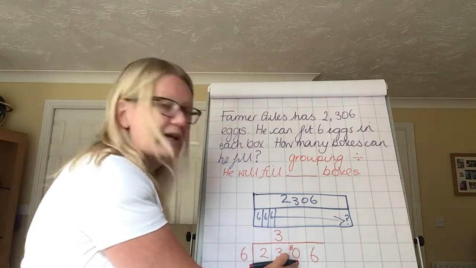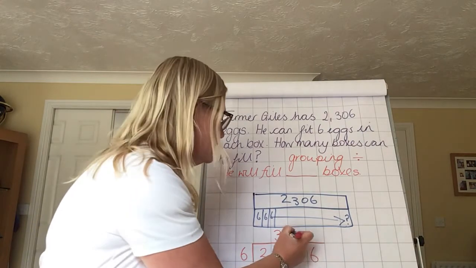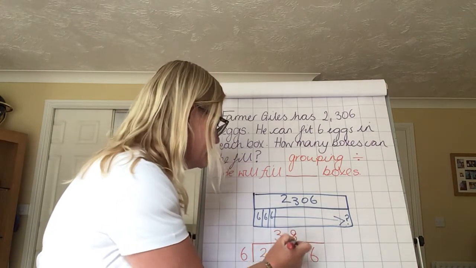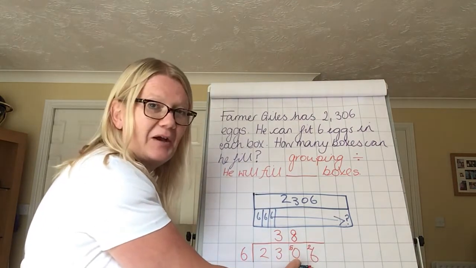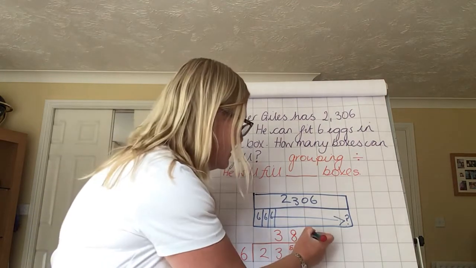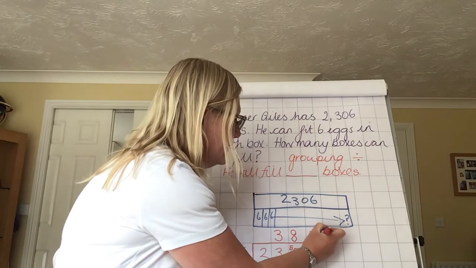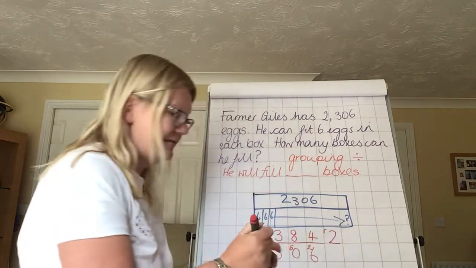How many 6s can I make out of 50? Oh, I know that 8 6s are 48. So I've got 2 left over. And how many 6s can I make out of 26? I can make 4. And I'm going to have 2 left.